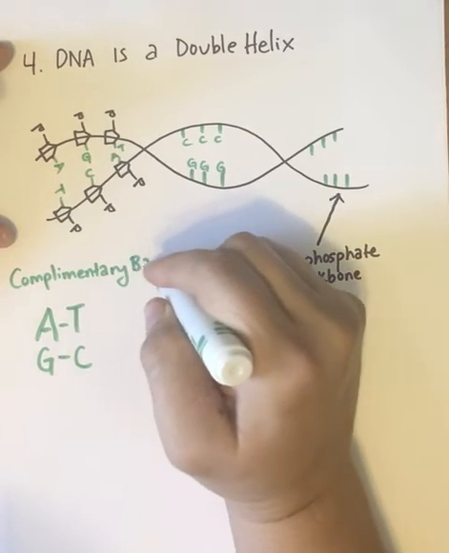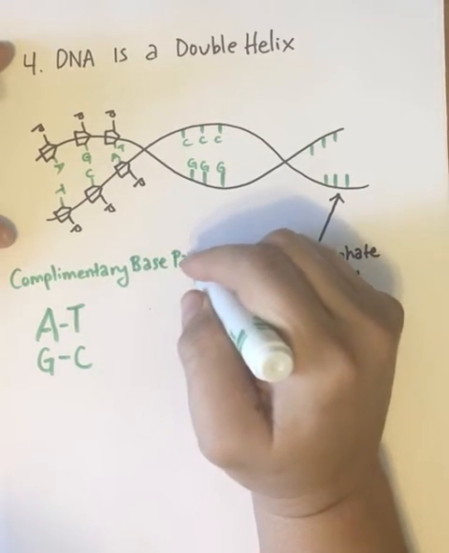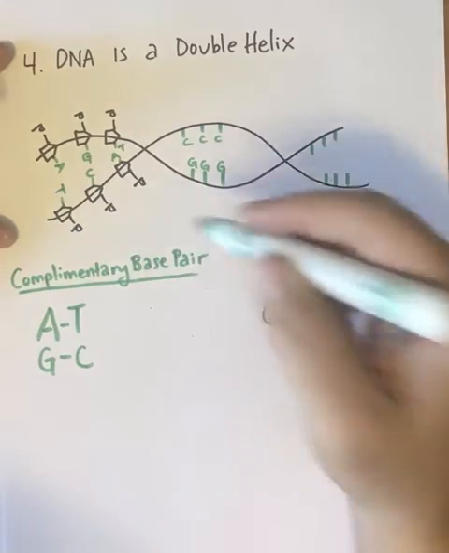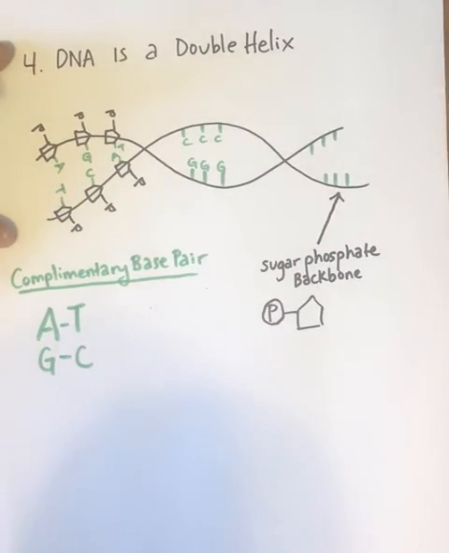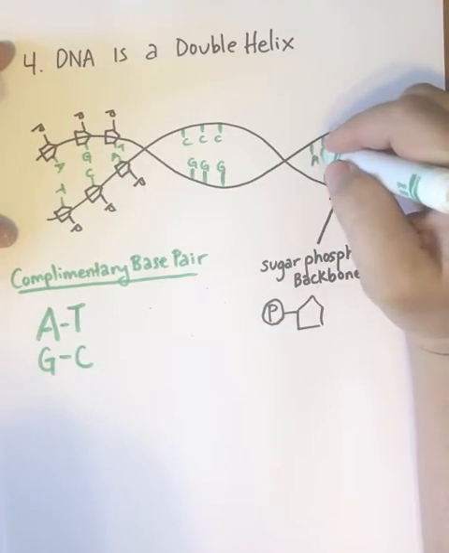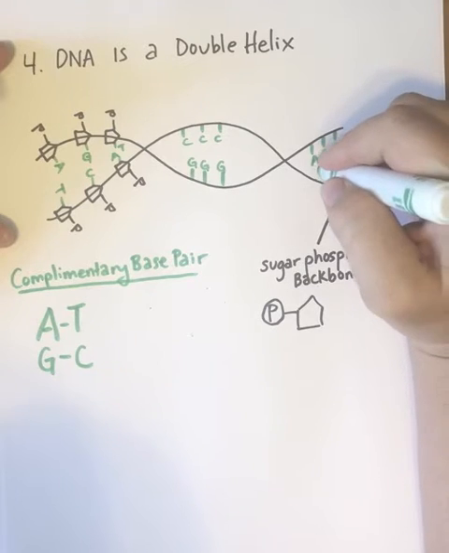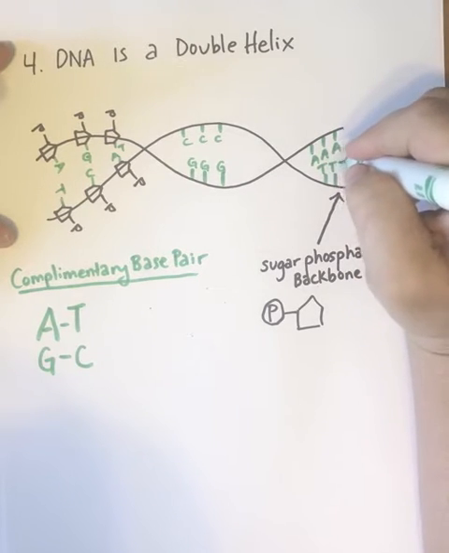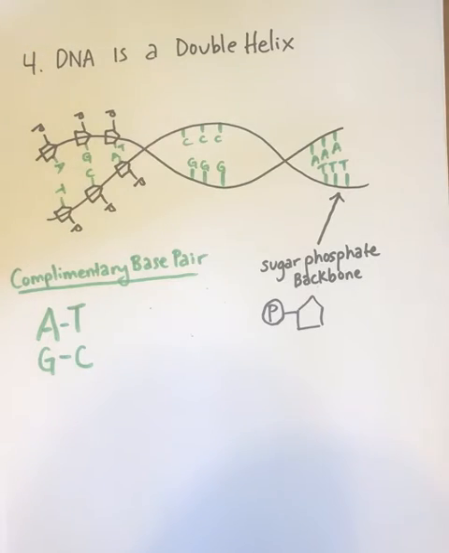Base pair, because there are 2 strands. It's a double helix. So if this one is adenine, adenine, adenine, then the opposite side is thymine, thymine, thymine. So it's a double helix.